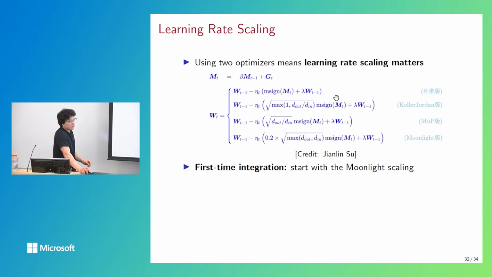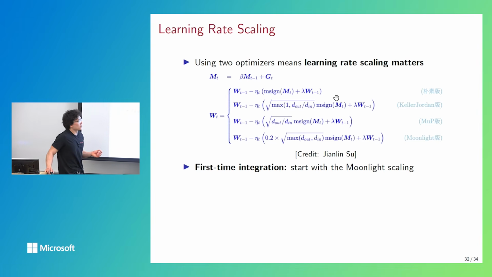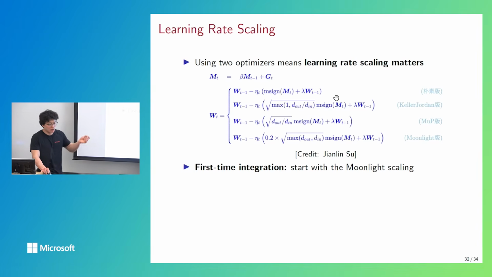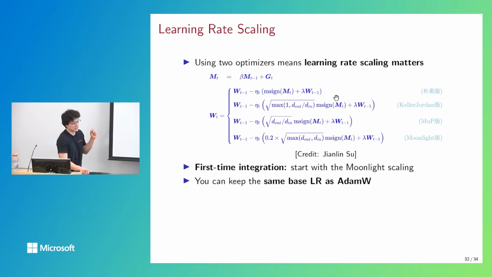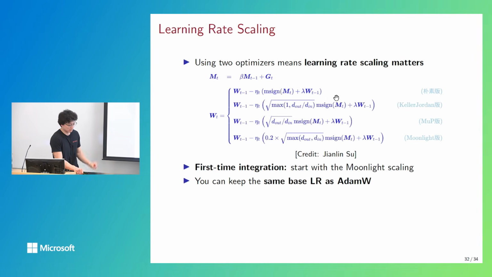So if you're integrating mu1 for the first time in your code base, I recommend starting with the Moonlight, which is basically Moonshot AI, who trained the Kimi-K2. They have their own scaling, which is to match mu1's RMS with the AdamW. The great thing about this scaling is that you can just keep the same base learning rate as if you're using AdamW.